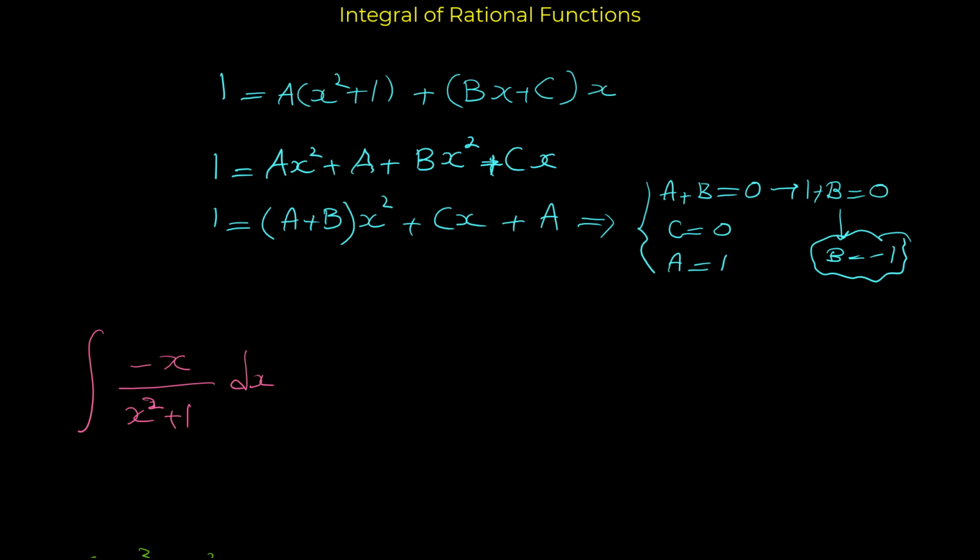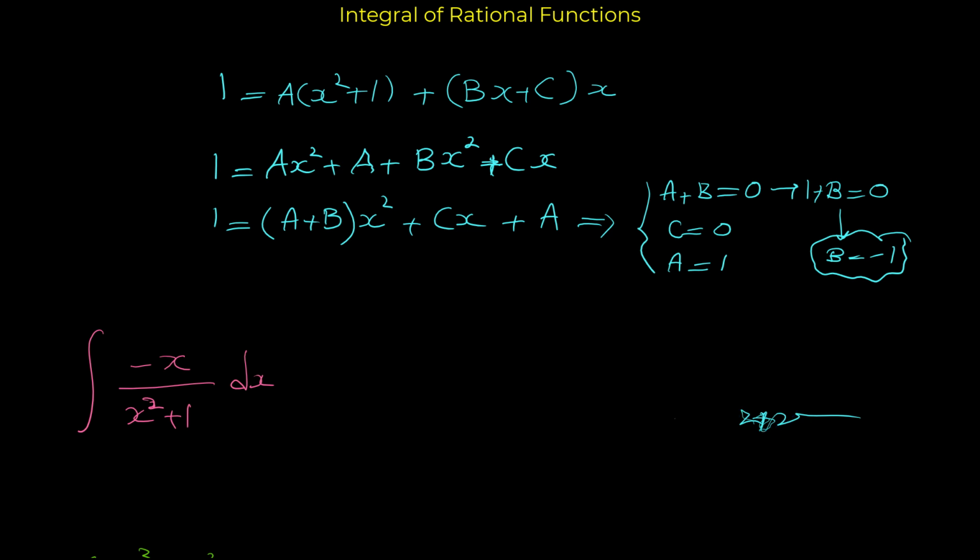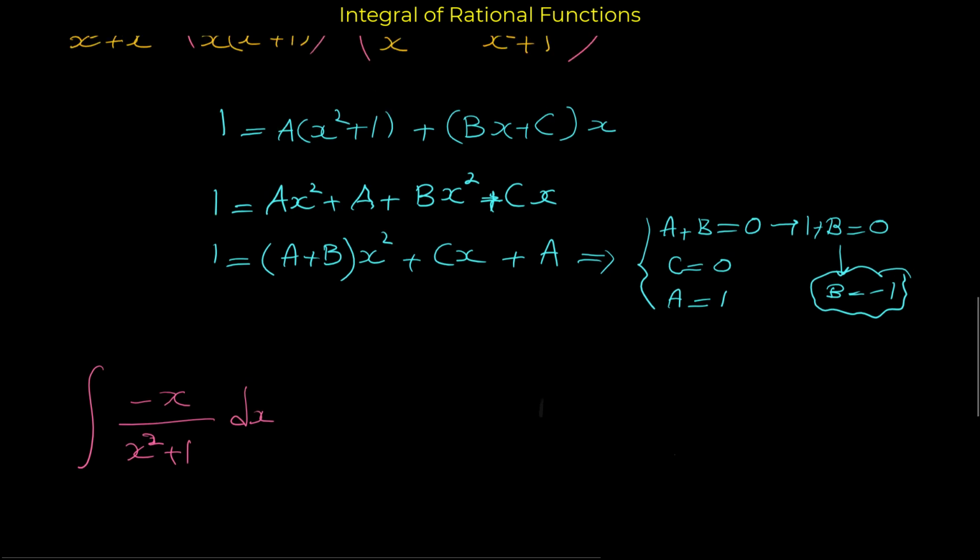Another example. Suppose we want to find this integral: the integral of cosine x over 2 plus sine of x dx. What is the derivative of this expression? Exactly cosine of x. The derivative of the denominator is exactly in the numerator. So the answer of this integral is ln of the denominator, ln of 2 plus sine of x. So as you can see, it's a very fast method.